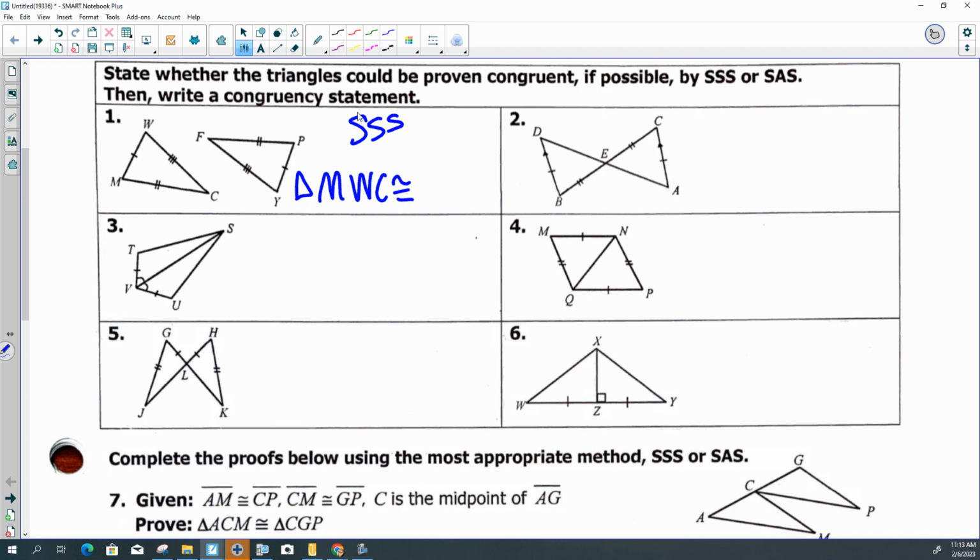Now this one I have to be super careful because this triangle has been rotated. Can you see where it kind of came from? So I'm going to go P, Y. Oh, I forgot my triangle.